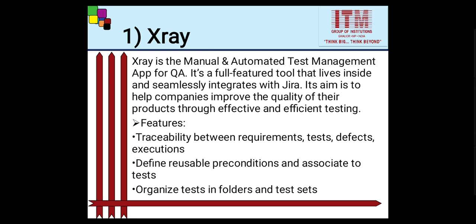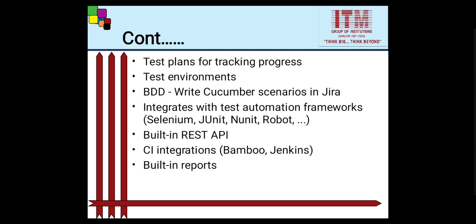Some features of the X-ray testing tool: the first one is traceability between requirement, test, defect and execution, and it defines reusable preconditions associated to tests. Organize tests in folders and test sets. Next are the test plan for tracking progress, test environments, and BDD, which means writing Cucumber scenarios in Jira. Next is integration with test automation frameworks like Selenium, JUnit, NUnit, Robot, and many more.